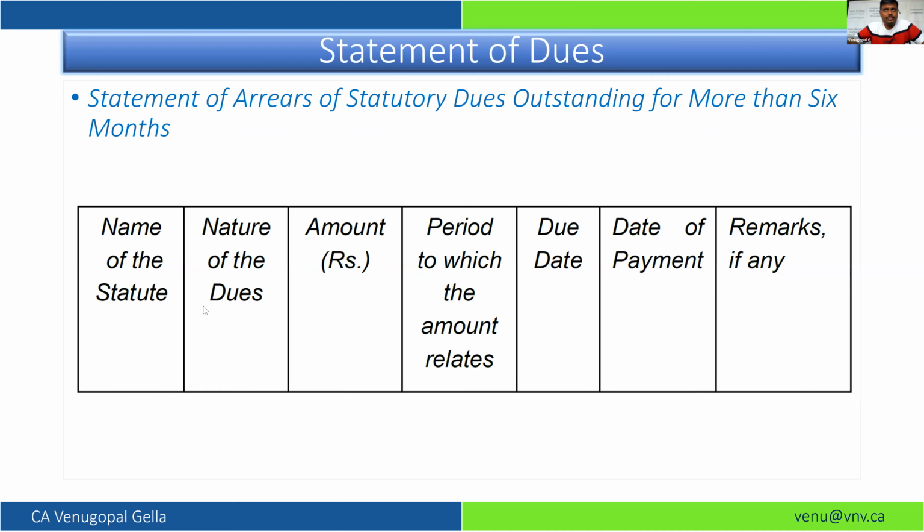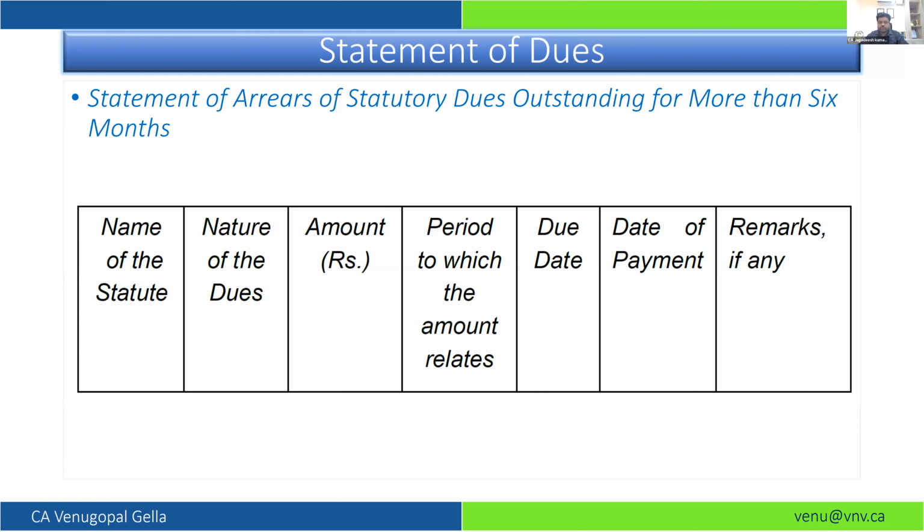Okay. This is the format in which we have to report the undisputed dues. In the first column, we need to report the name of the statute, let's say GST, and then the nature of the dues. You can put the monthly returns, the amount of undisputed dues, and the period to which the amount relates. Let's take the Jan month or Feb month.